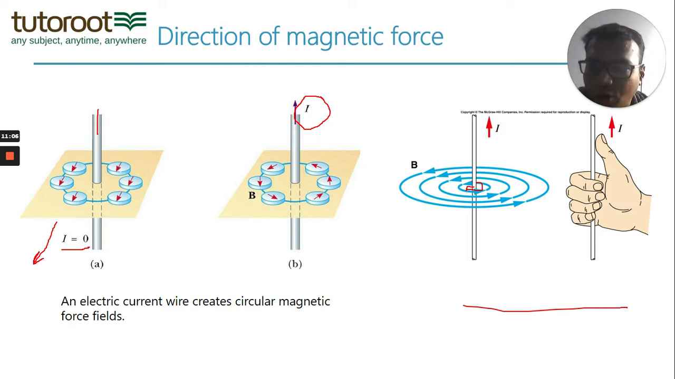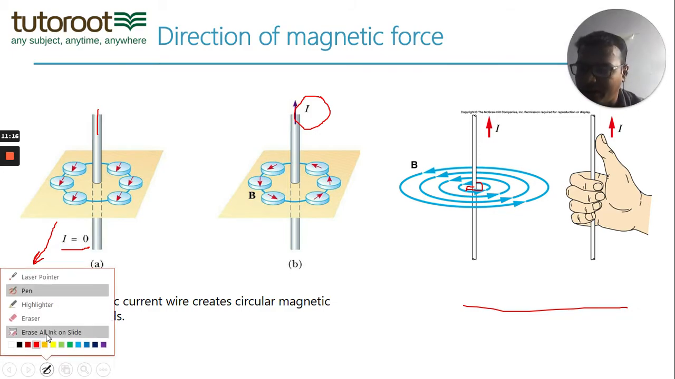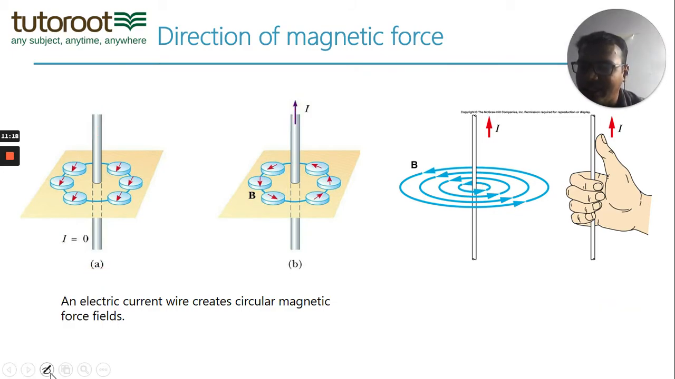Now how do we know the direction of this magnetic force? We know that the compass needles always point in the direction of the magnetic force. In this case I can see very clearly that the magnetic force is acting in the anti-clockwise direction. When the current is going upwards, the magnetic force, when you look from above, is acting in the anti-clockwise direction. So how do you show the direction of the magnetic field depending on the direction of the current?